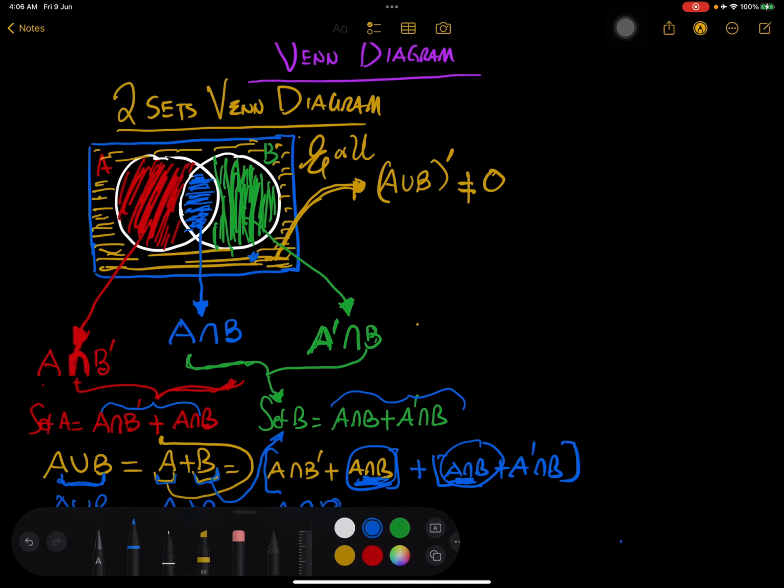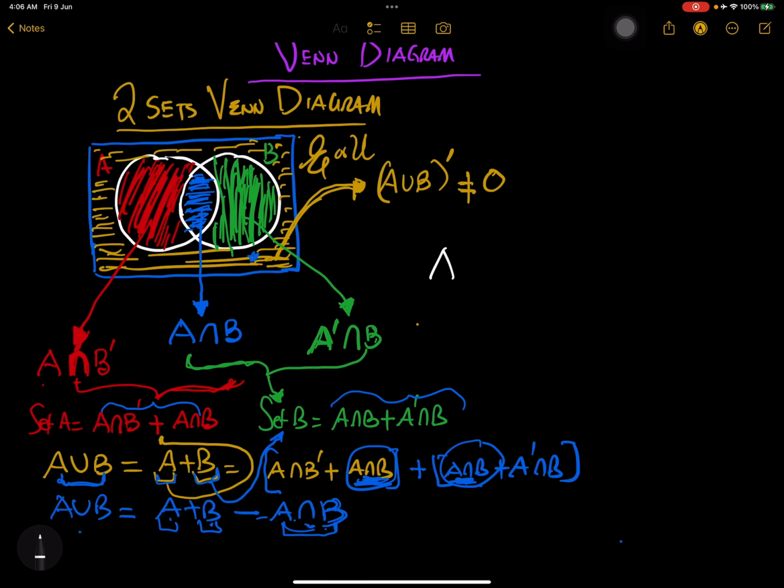Therefore, let me write that concept here. We know that A union B as a concept is A as a set, adding it to B as a set, but taking out A intersection B, because A intersection B is double. Here, there's A intersection B here, and there's also another A intersection B in there. We need to take one out. So that's the concept right there.